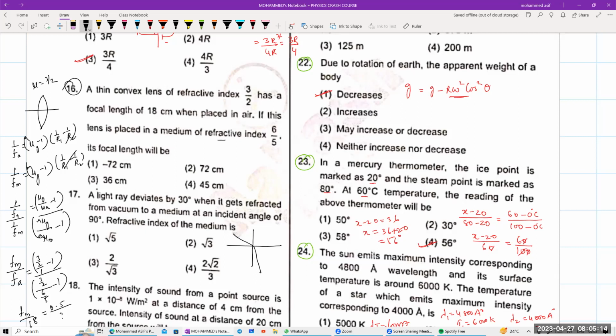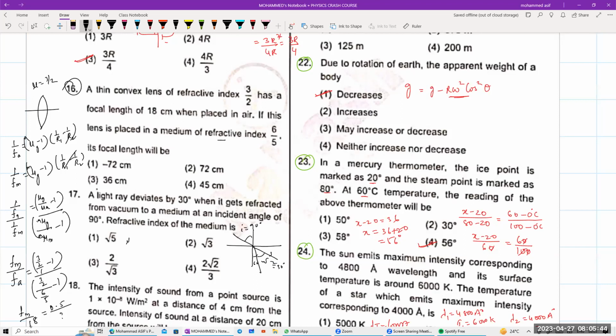The angle of incidence I is given as 90 degrees, and we are asked for the refractive index. The ray of light should have gone straight, but the problem gives a deviation. If the deviation is given, then the incident angle is 90 degrees and the deviation is 30 degrees, so obviously the angle of refraction will be 60 degrees, because the total 90 degrees must come. Angle of incidence must equal angle of reflection.